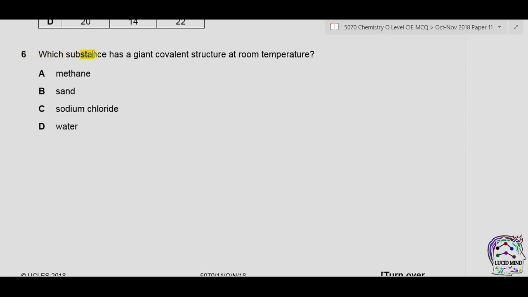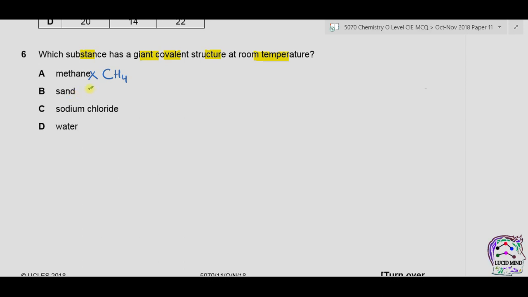Question 6. Which substance has a giant covalent structure at room temperature? A. We have methane. Methane is CH4 and it is a gas at room temperature because it has simple molecular structure. So A is incorrect.